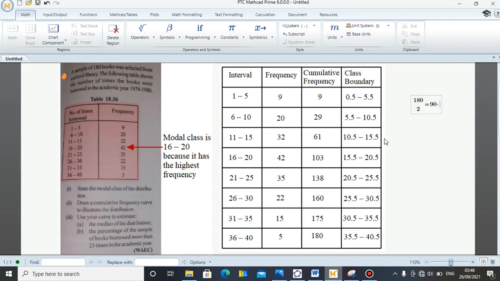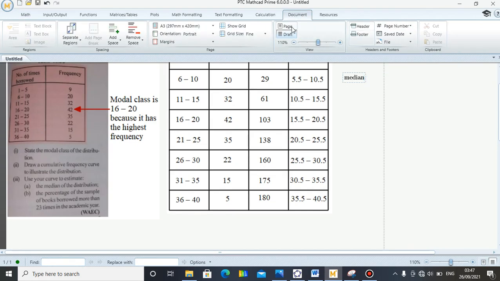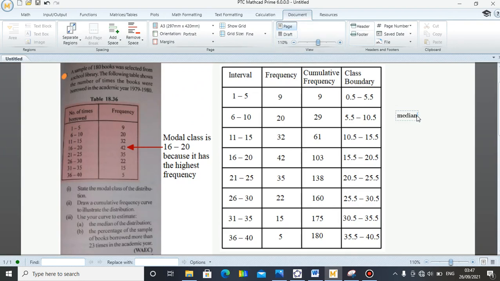So you can just write it, the median is equal to 18.9, just an approximate value. That's why the question says use your curve to estimate. You are estimating it, but it should be close. So you can say median. Okay, let me put it somewhere here. No, it cannot be typed on that place. So median is equal to 18.9. So that is the median.